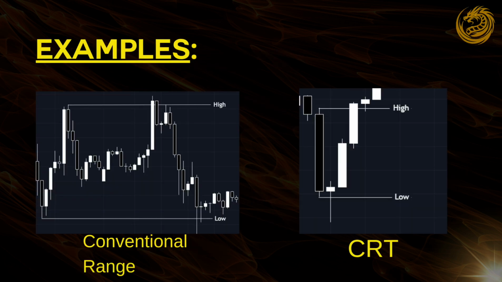Let's see some examples now. On the left hand side we have a conventional range, and on the right hand side we have a CRT. Both ranges are very similar. The only difference is the conventional range is made up of multiple candles and the CRT is just made up of single candle.